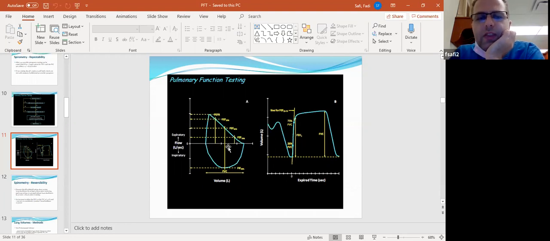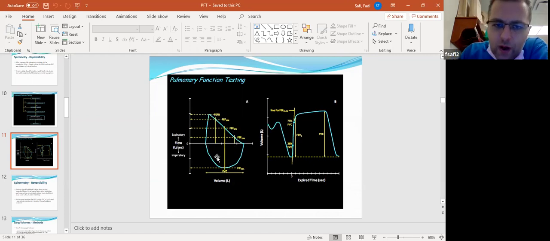Now remember, this is a flow volume loop. Volume is here, flow is here. We don't know where the time is here. So that's why they put these markers, these columns, to tell you the time. This one here is when you reach 25% of your exhalation, this is when you reach 50%, and this is when you reach 75%. So the 1 second will be just after the 75%, and the FEV1 will be that area here.